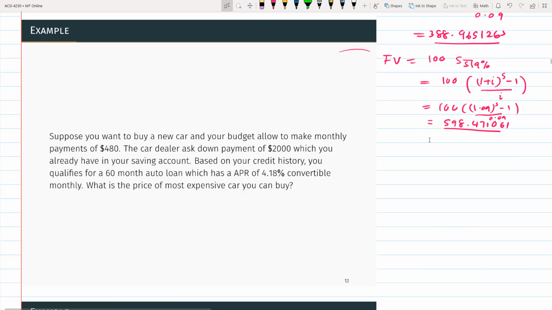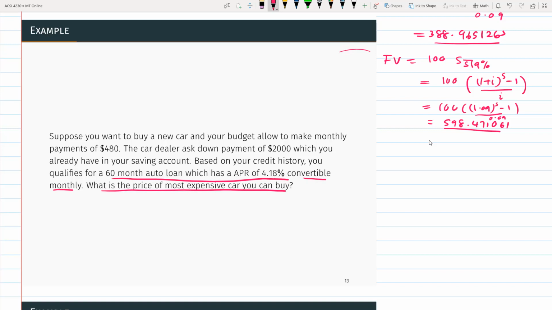Okay, so let's go to the next problem. Suppose you want to buy a new car and your budget allows a monthly payment of 480. The car dealer asks for a down payment of 2000, which you already have in your savings account. Based on your credit history, you qualify for a 60-month auto loan, which has an APR of 4.18, convertible monthly. What is the price of the most expensive car you can buy? So we need to know the loan amount, the present value of the loan. Then we can add another $2,000, and that would be the most expensive car you can buy.